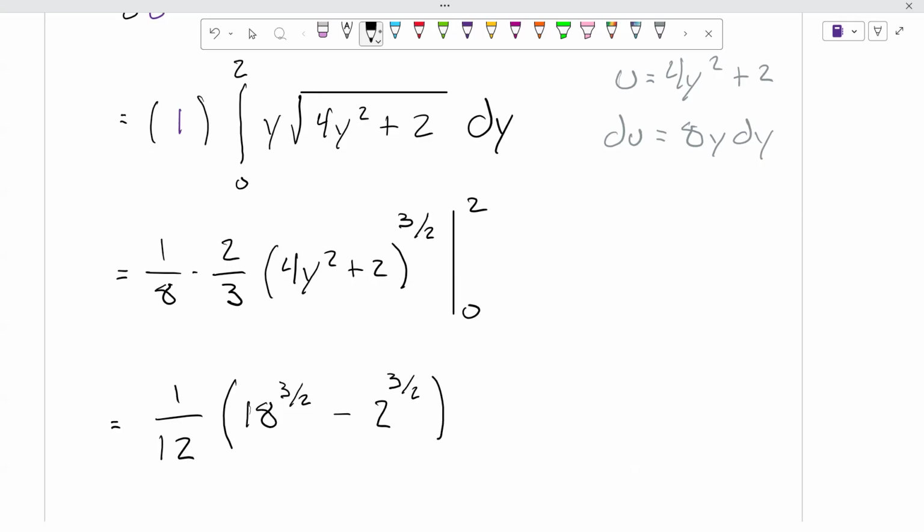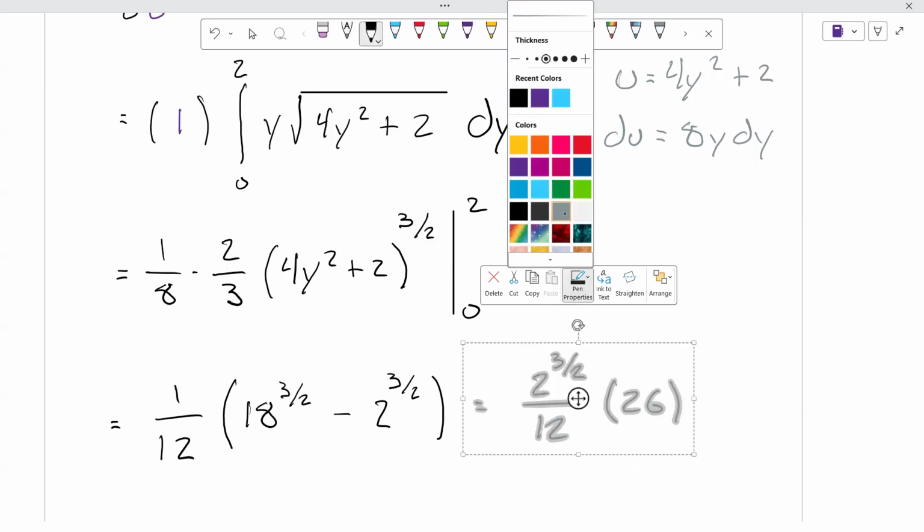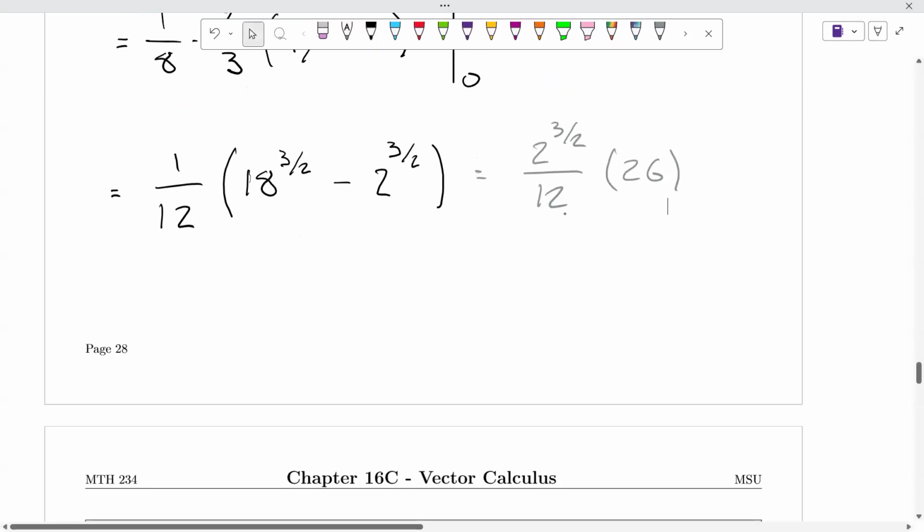And I would probably leave things right there. I don't see much use in trying to simplify it any further. I guess maybe I could pull a 2 to the 3/2 out, leaving me with 27 minus 1. And if you really wanted to, 2 to the 3/2 over 12 times, I think that's 26. I really don't think that step's necessary though. Gray that out because it's not a step we're going to ask for.